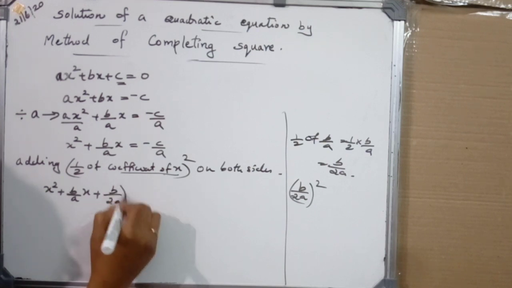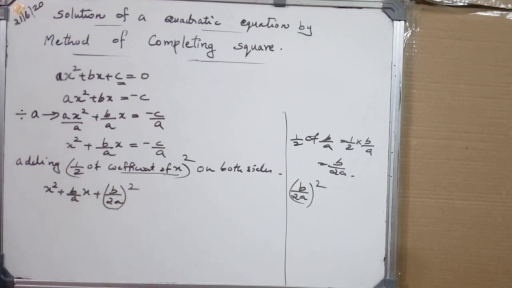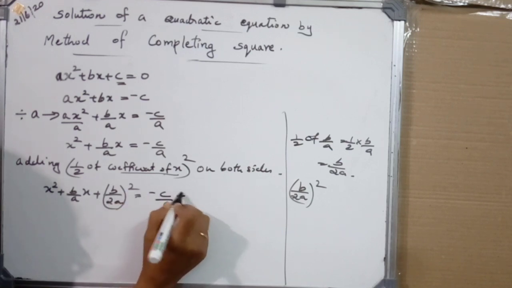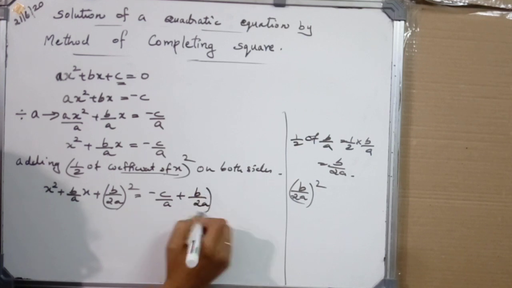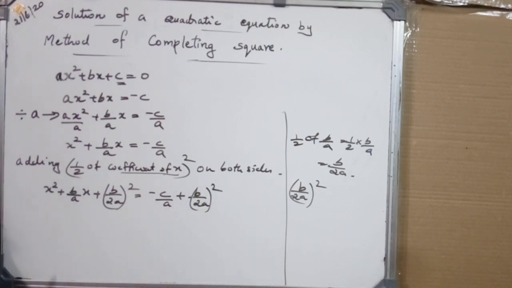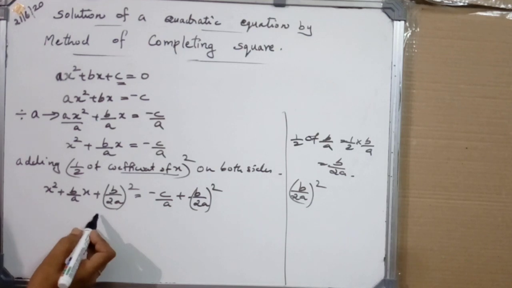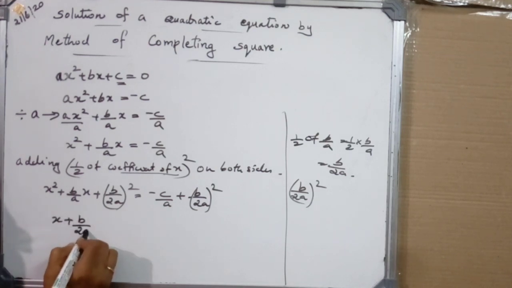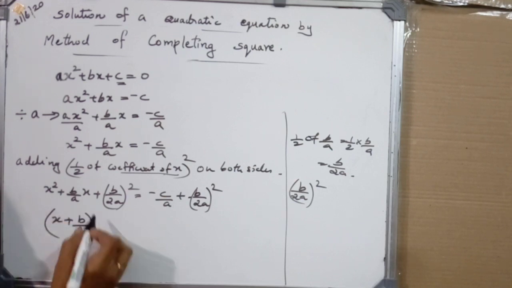b by 2a the whole square. Adding half of the coefficient of x, whole square, on both sides. The coefficient of x is b by a. Half of that is b by 2a. Adding b by 2a the whole square on both sides, that is minus c by a plus b by 2a the whole square. Now what will the left side be? Can you say? Yes, it will be x plus b by 2a the whole square.